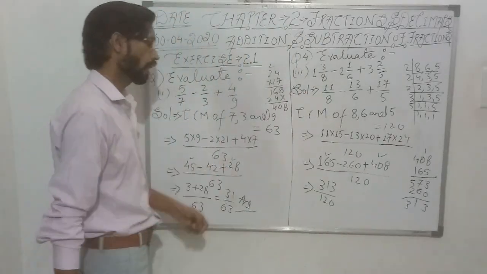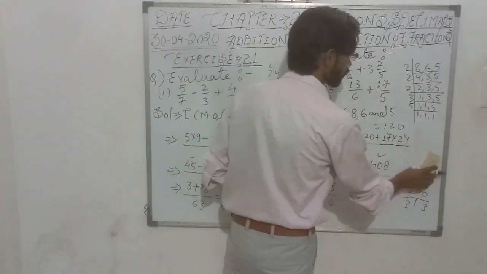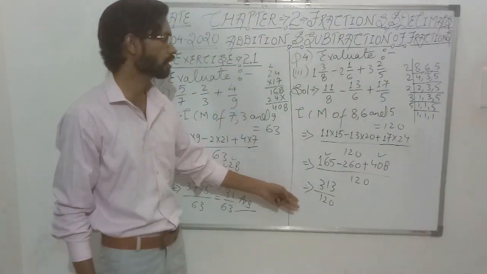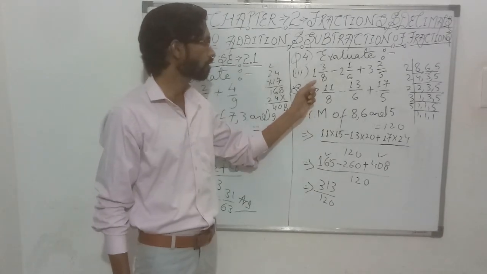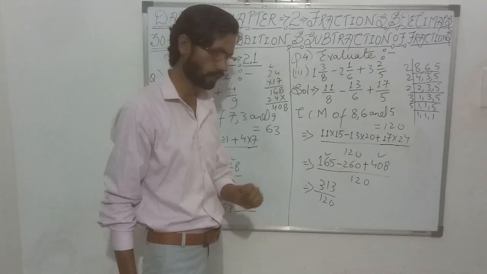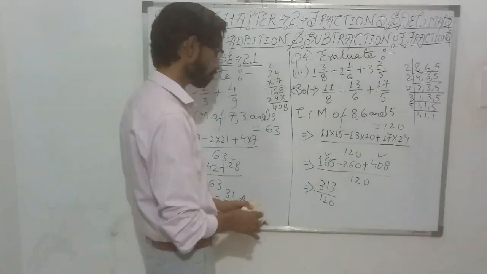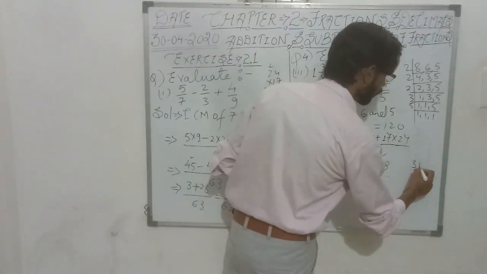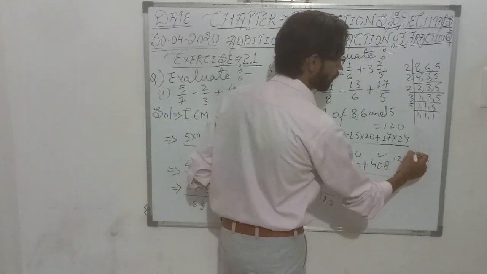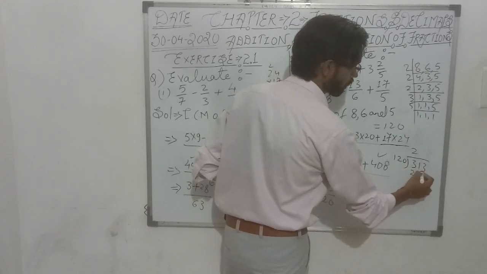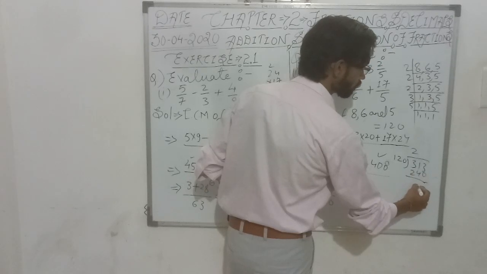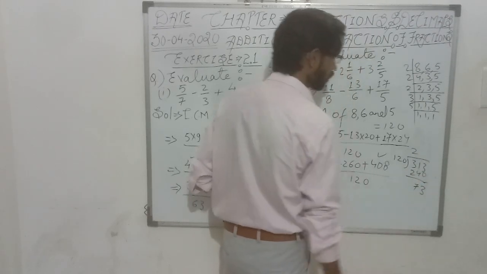Okay. Now the final step, which students usually leave out. See, the question was given in the mixed fraction. That means our answer should also come in the mixed fraction only. Let's see how. We'll write down 313 and divide it by 120. So 120 2s are 240. What we have got? 3 remainder. From here 7 remainder, that is 73.